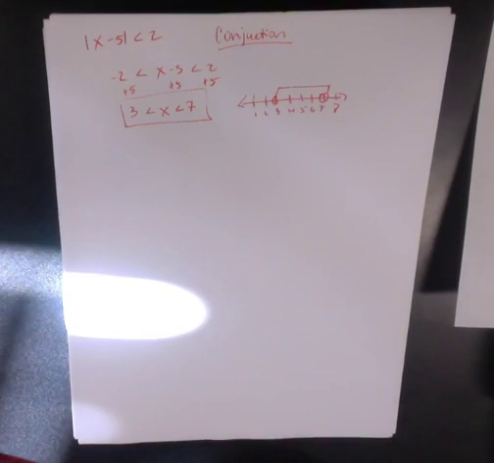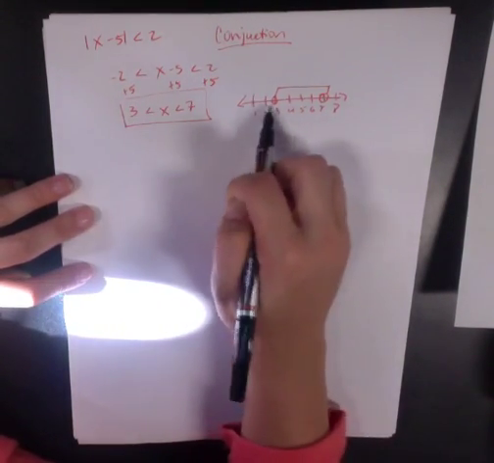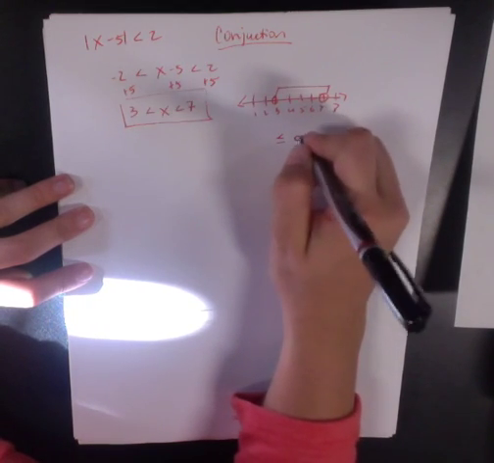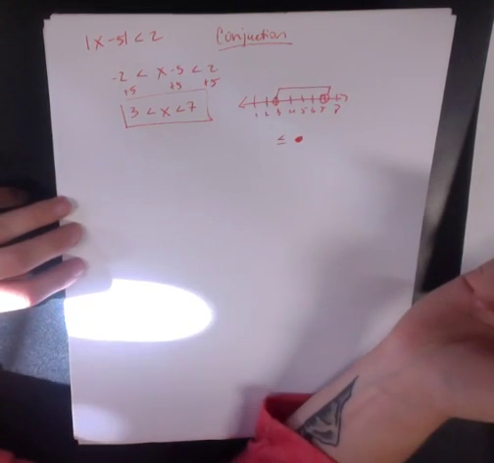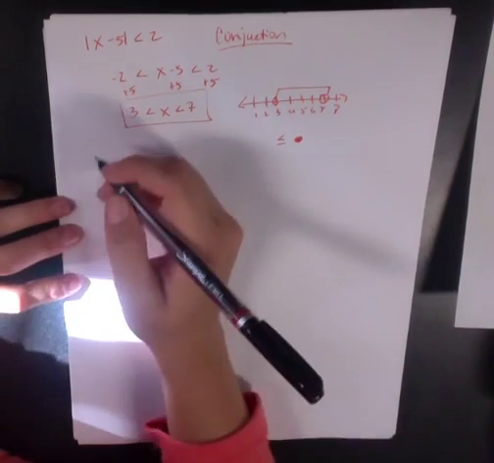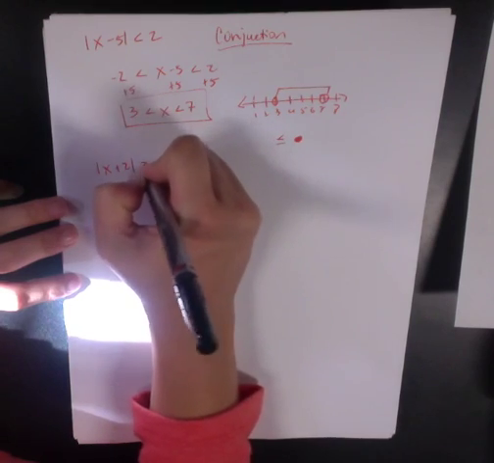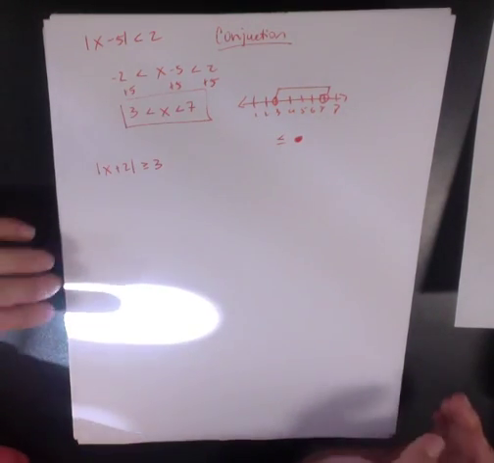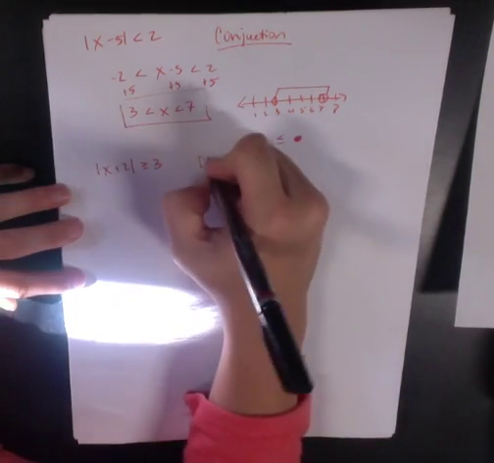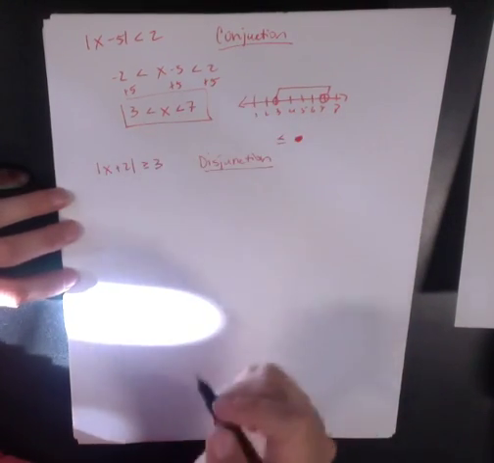Now, notice what I'm doing with my circles, right? We remember, if it's strictly less than or strictly greater than, we have an open circle. Less than or equal to is a closed circle. Okay, let's do one more example like this. The absolute value of x plus 2 is greater than or equal to 3. Now this is a greater than, which is a disjunction.